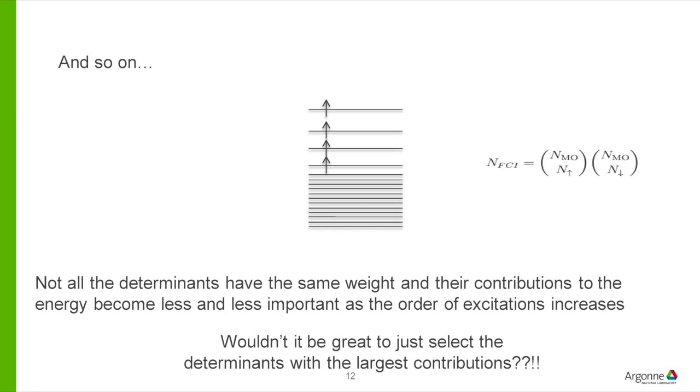So, of course, in our case, if you want to have 18 digits after like accuracy, you will need all of them to be able to account for this. But most of us, we are happy with the kilocalorie per mole accuracy or sub-kilocalorie per mole accuracy.